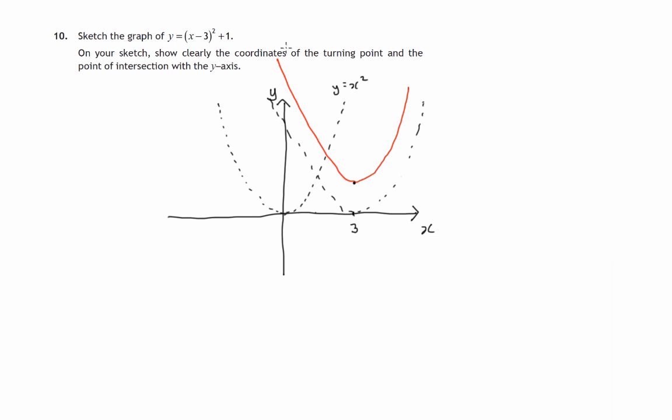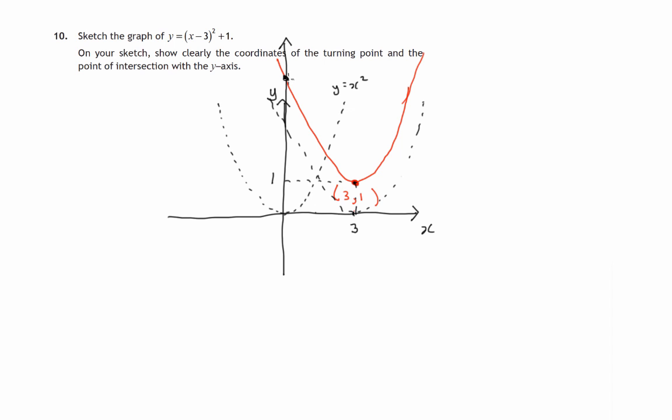Now certainly it's going to cross the y-axis quite high up at this point here. So the coordinates of the turning point, that's this point here, 3 along, 1 up. That's 1 unit, that's 3 units.